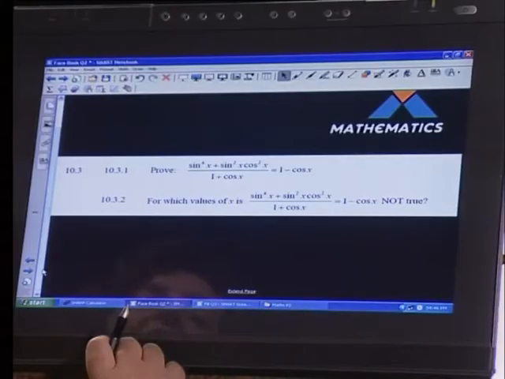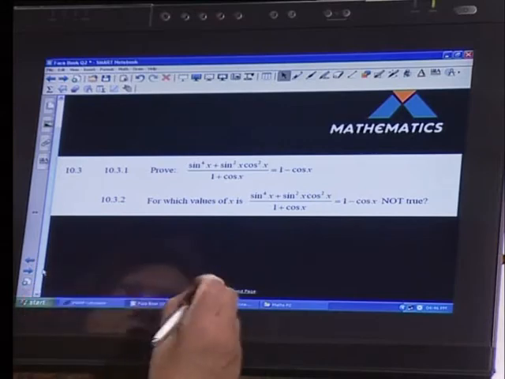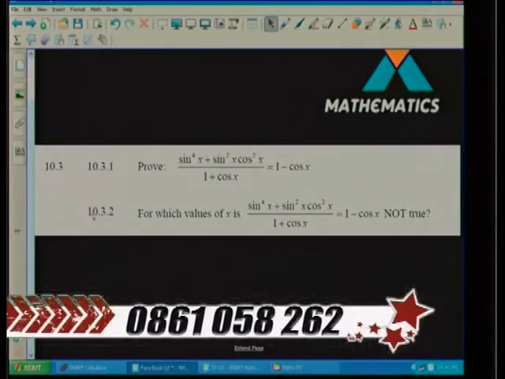Right, this next one is, again, a very nice trick question. I mean, they really are stunning. It says, prove that (sin^4 x + sin^2 x cos^2 x) over (1 + cos x) is equal to 1 minus cos x. So I'm not going to worry about that too much. I'm going to say, okay, fine.